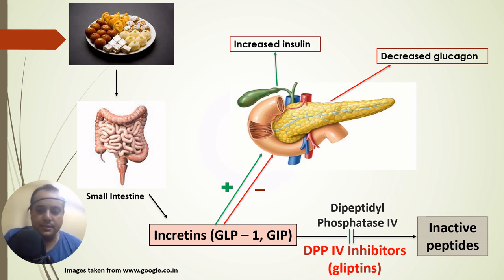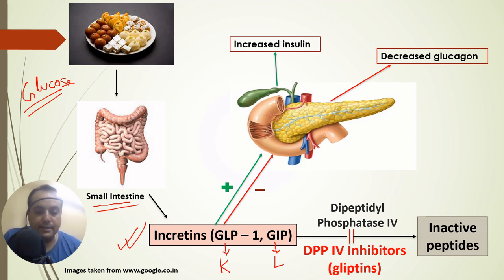So let us see in a little bit more detail what actually happens. Suppose we ingest a meal that is rich in glucose. Now this glucose is going to act as a stimulus for the synthesis of incretins. Now these incretins will be synthesized from the small intestine. The GLP, as we have already discussed, will be released from the K cells and the GIP from the L cells.